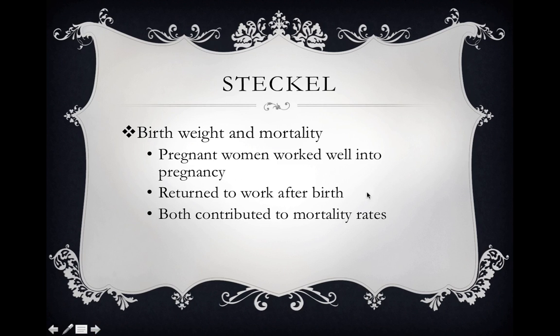All right, and his explanation for this is that pregnant women worked well into pregnancy. A slave's job is to produce output. So if you're pregnant and you're a slave, you're going to work much longer into your pregnancy than a free individual will. Also, these women had to return to work earlier than free women had to. So they had to go to work after birth. All right, and these two factors contributed to the high mortality rates among slave children during the time period.